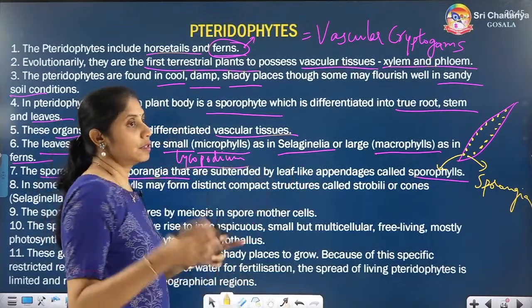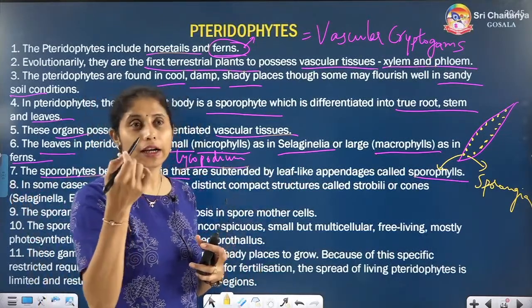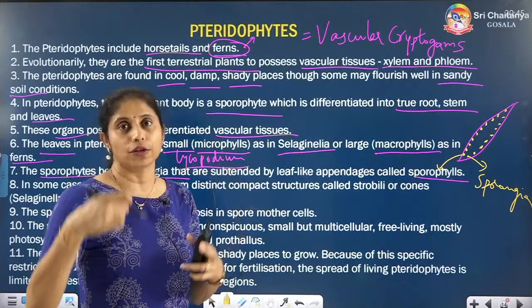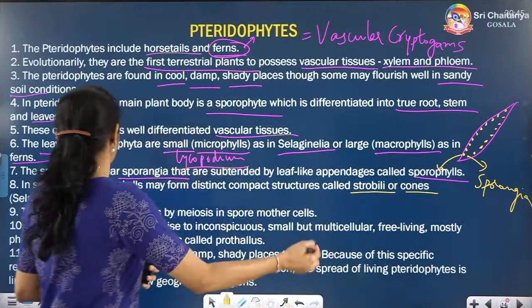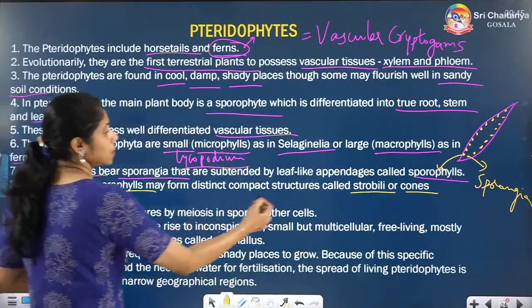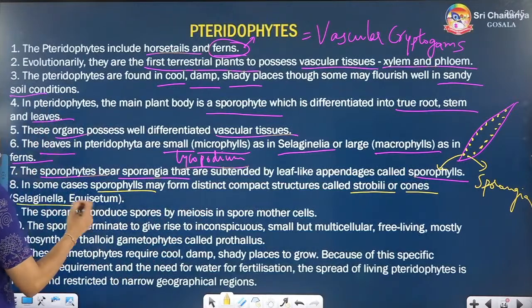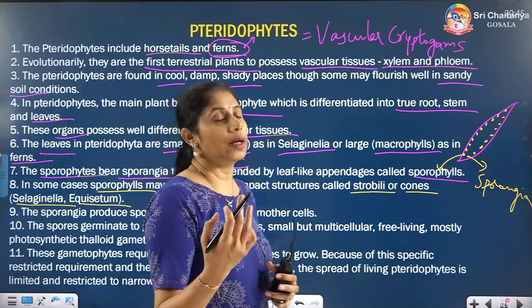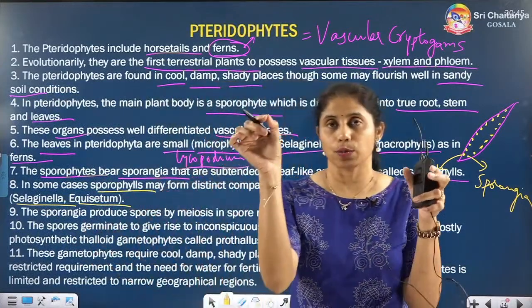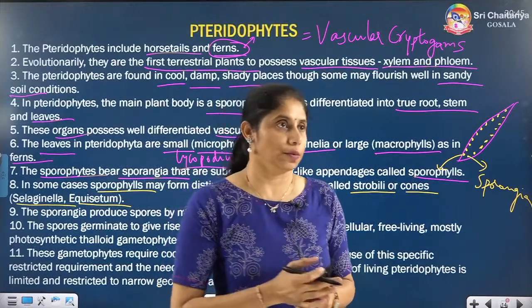Sporophylls may aggregate together to form cones or strobili. If you take many leaves and cluster them together, that forms the strobili or cones. Sporophylls may form distinct compact structures, strobili or cones, in the case of Selaginella and Equisetum, where the sporophylls cluster together to form a cone-like structure.